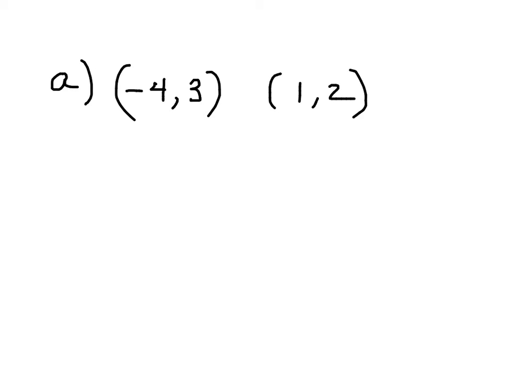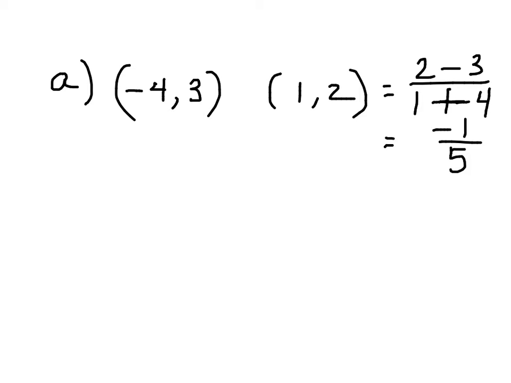What number is in the y2 position? 2. Good. Minus, what's in the y1 position? 3. Awesome. Divided by, what's in the x2 position? 1. Minus. And what happens when you have two negatives in a row like that on the bottom? It becomes a positive. Good. Now, let's look at the top. What's 2 minus 3? -1. Good. And what's 1 plus 4? 5. Awesome. So there's my slope for line A.